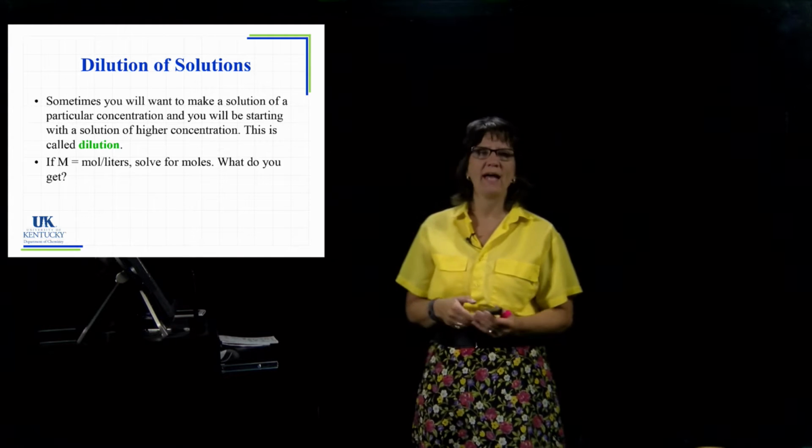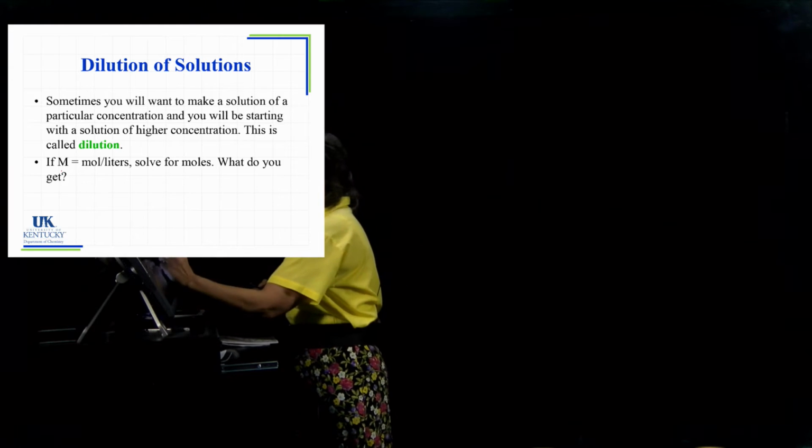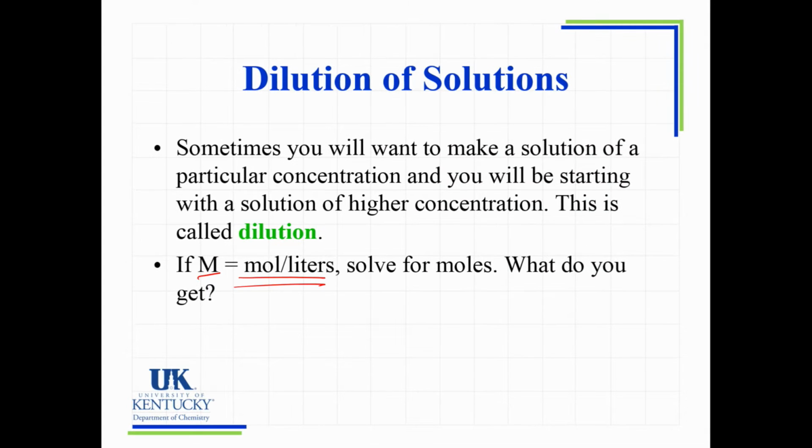So we know that molarity is moles per liter. If I write this equation as molarity equals moles over liters, I could solve for moles. That would give me molarity times liters gives me moles. Or I sometimes just say molarity times volume, realizing that volume is in liters, equals the moles.